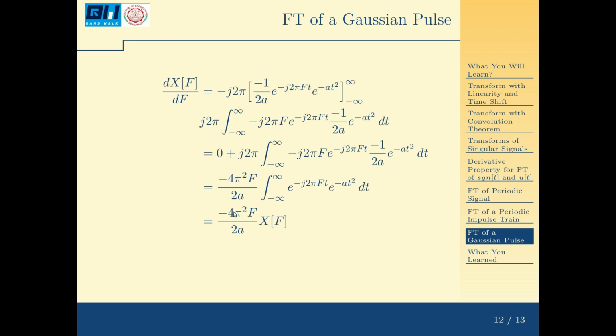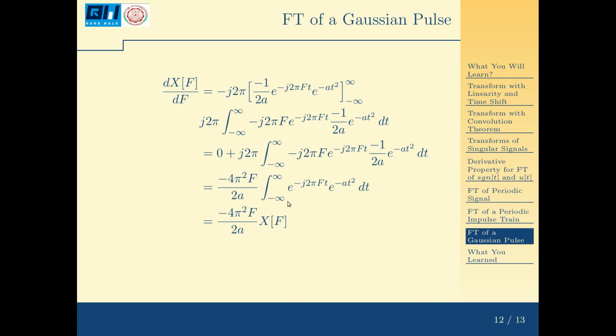So what happens to that integral? It will be 0 plus j 2 pi, integral from minus infinity to infinity of minus j 2 pi f e raised to minus j 2 pi ft into minus 1 by 2a e raised to minus at square dt. Now I can take out this f term here. I have a j here, that will be a minus 1, then I have another minus 1 here, so the total will be a negative value. It will be minus 4 pi square f by 2a. Okay, I can take out this integral, minus infinity to infinity e raised to minus j 2 pi ft e raised to minus at square dt.